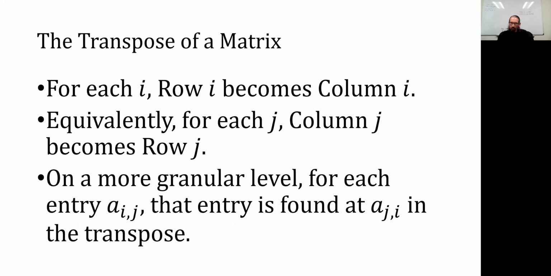Or we could say that at the most fine-grained level, that's A sub I comma J, in matrix A, row I, column J. In a transpose you get a new matrix where the row and column numbers are switched. If you have an entry in row I, column J, you're going to see that same number in the transpose at row J, column I.